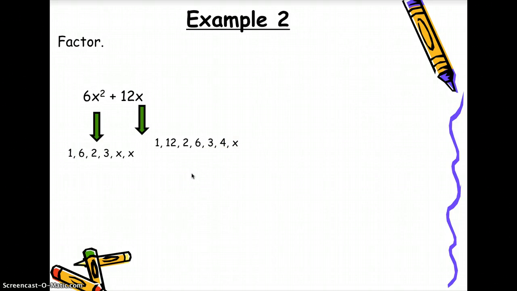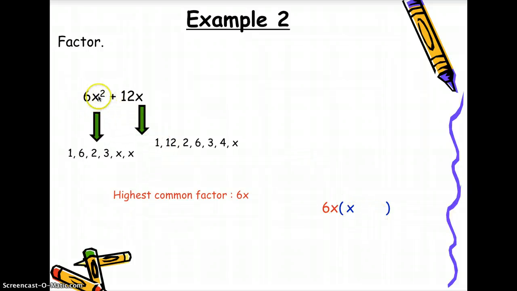So the highest common factor is 6x. We are going to write 6x. It's over here. That's your highest common factor. Again, what you're going to think inside your head is 6x times what is going to give you 6x squared, or 6x times blank is going to give you 6x squared. Yes, it's x, because 6x times x gives you 6x squared.